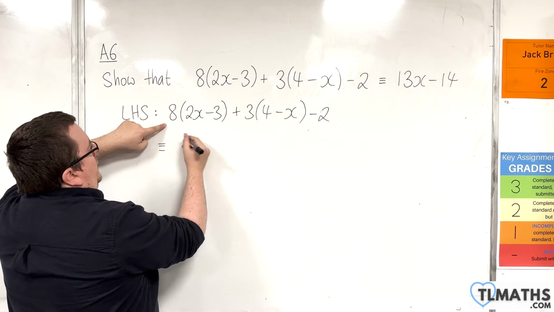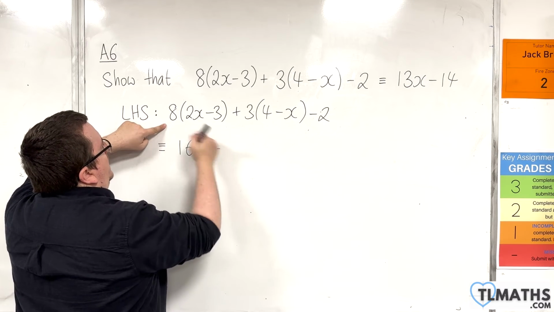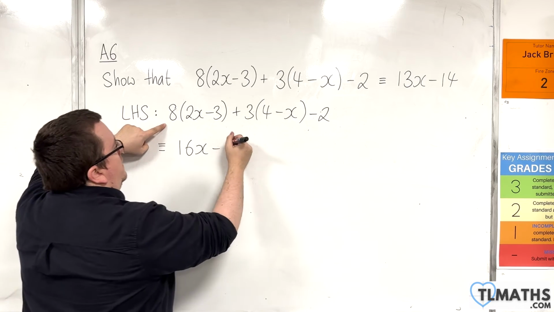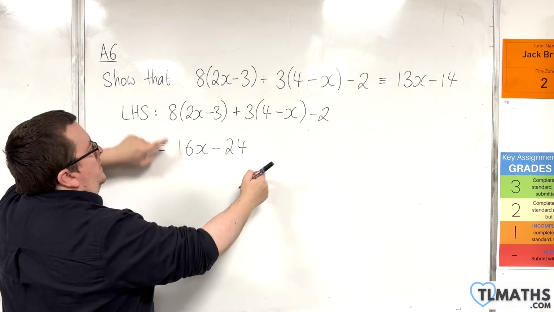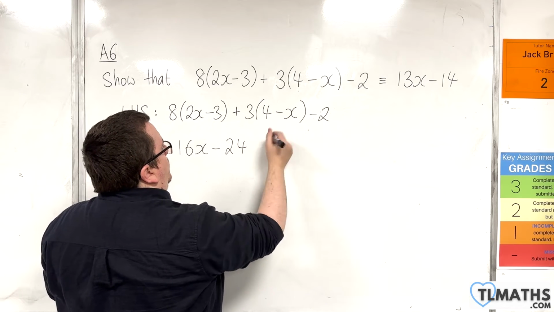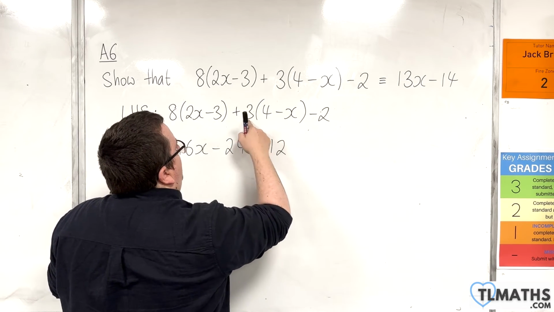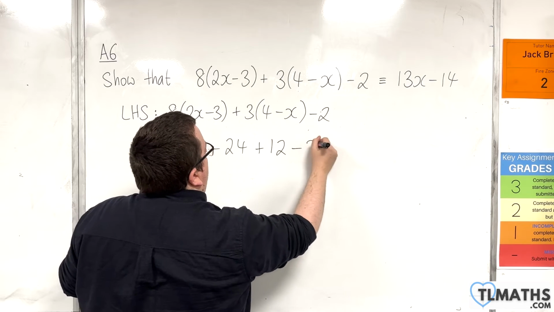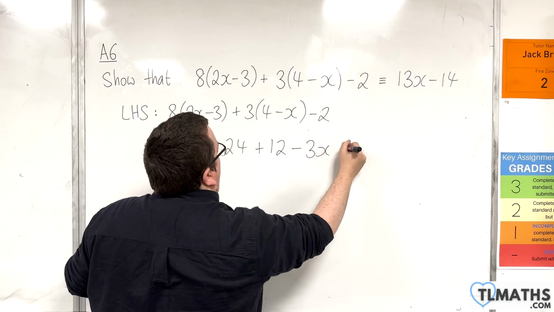8 lots of 2x is 16x. 8 lots of minus 3 is minus 24. Then we have 3 lots of 4, which is 12. And then 3 lots of minus x, so minus 3x. And we've got the take away 2.